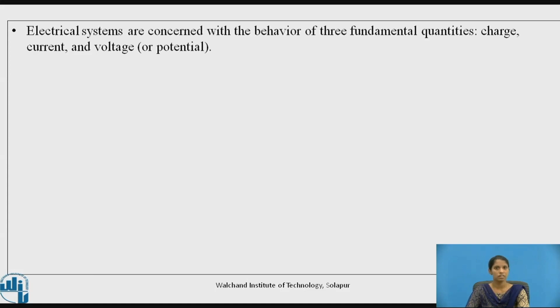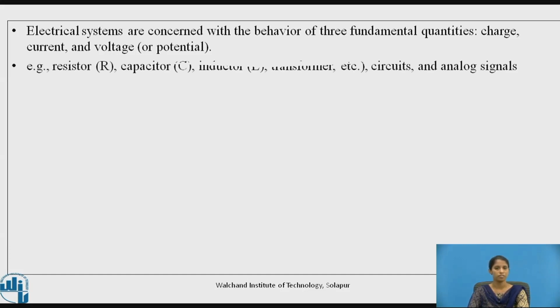Electrical systems are concerned with the behavior of 3 fundamental quantities like charge, current and voltage, or it can also be called as a potential. The examples of electrical systems are resistor, capacitor, inductor, transformer and analog signals.